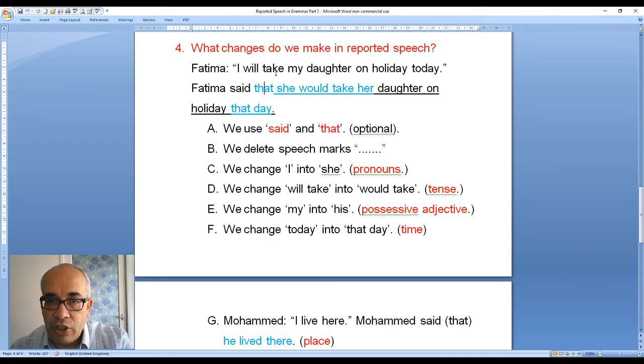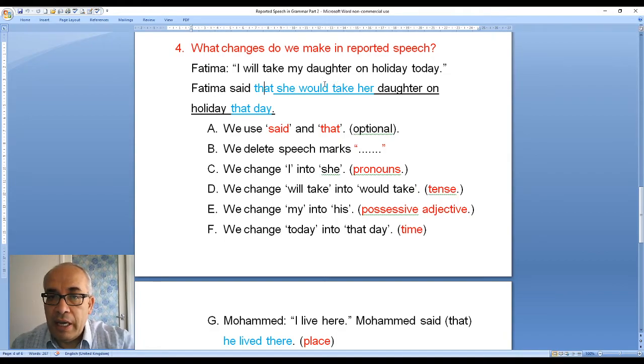Will take, I change it into would take. Again, why do I make it past? Why will? I make it would. Would is past. Why? Because someone says something, and I explained this before, at 10 o'clock. I do the reporting at 12 o'clock or maybe next day. It means 10 o'clock is past, 12 o'clock is present.